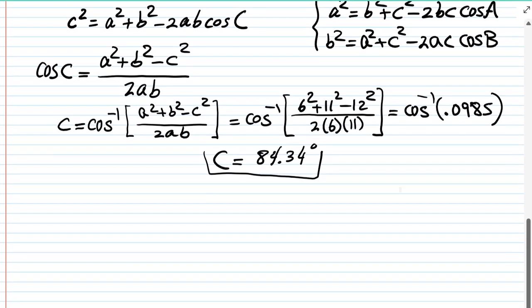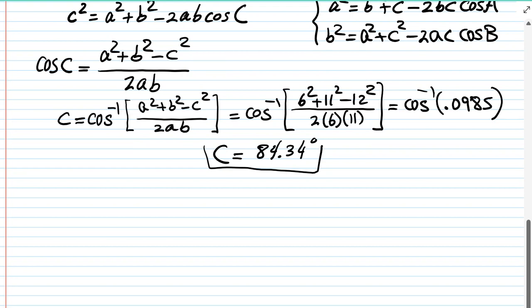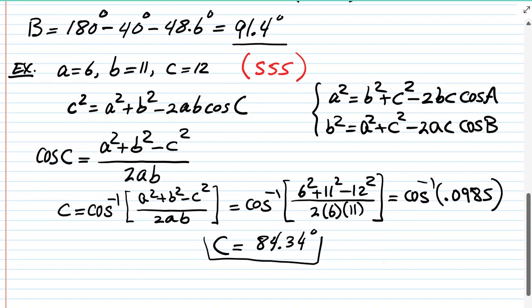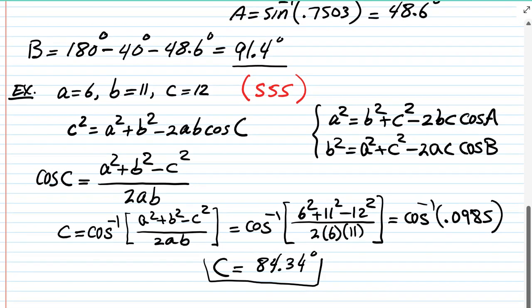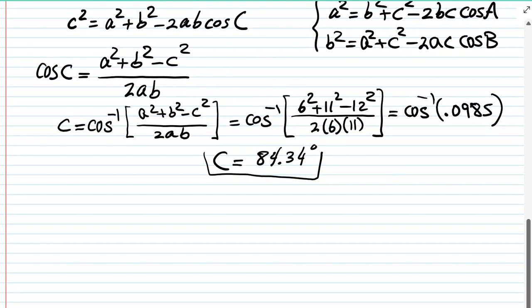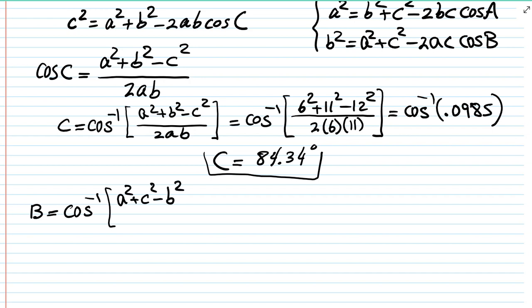We found one angle. Now, remember, we were given the other angle was 90. Oh, no, I'm sorry. That was the very first angle we found. Okay, so let's find the other angle. Now, for the other angle, again, you can use this. You can say B is cosine inverse of A squared plus C squared minus B squared over twice ac. You can do that, or you can use the law of sines.